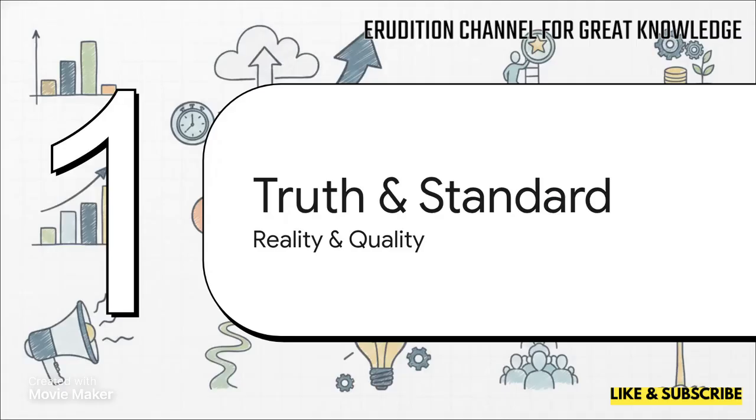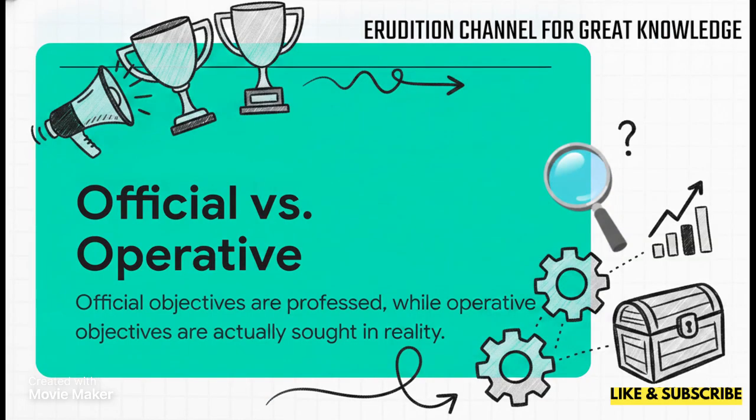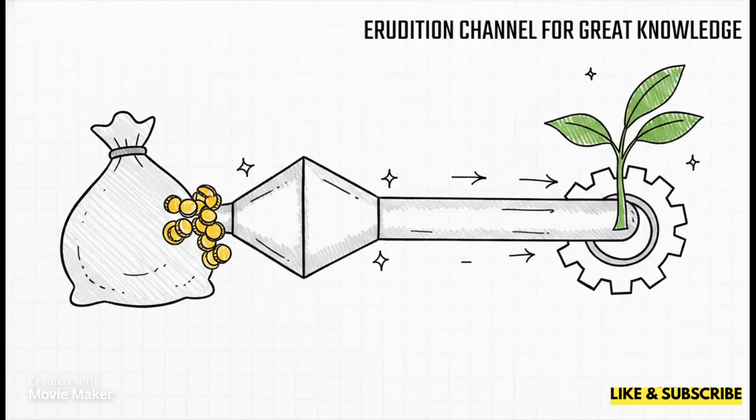All right, let's jump into our final exam pairing, truth and standard, breaking down reality and quality. The issue of reality highlights a pretty fascinating dynamic. Organizations very often have two entirely different sets of objectives, and you absolutely need to distinguish between them. On one side, you have official objectives. These are the goals the organization publicly professes to attain. But on the other side, you have operative objectives, and these are what the organization actually seeks to attain in reality.